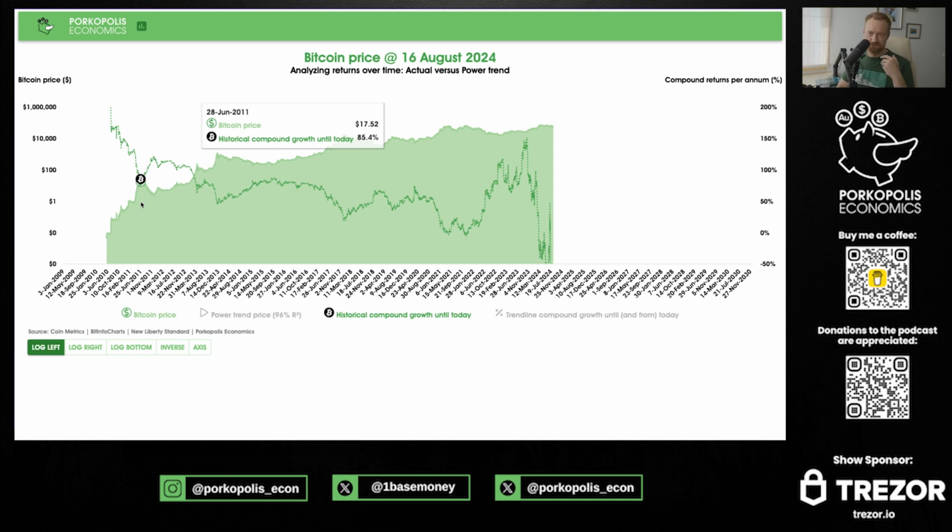And just to be clear, to run it forward to today, the rest of the calculation: if you took one Bitcoin at $17.50 in 2011, you increased it by 85% the value after a year. Then you take that value, increase it by 85% the next year.